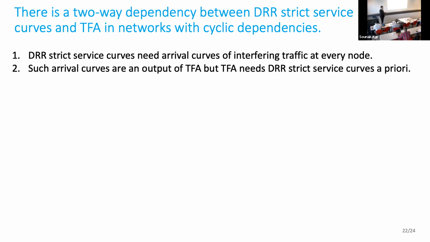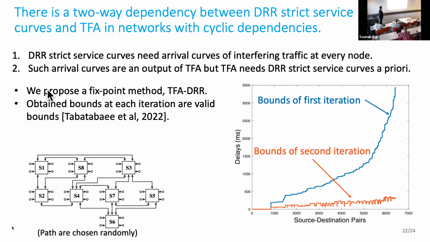When the network is feed-forward, it's not a problem. We could start from edges where we know all the arrival curves and go one step at a time deeper in the network. But with cyclic dependencies, we have a loop. That makes sense to propose an iterative method, a fixed point method. And that is what we did in our newest article. Let's call it TFA-DRR. We obtain a fixed point method where the bounds obtained at each iteration are valid bounds. So it's a refinement procedure.